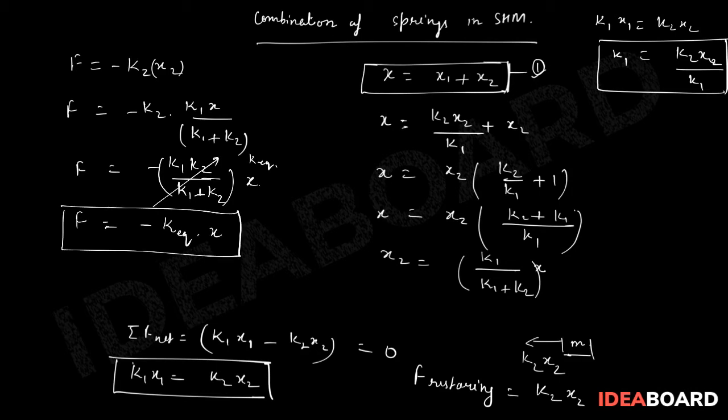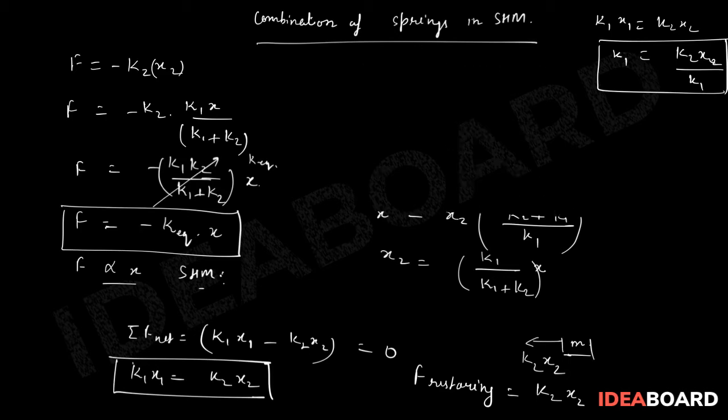So here we are proving that F is proportional to displacement. That means this is going to be SHM. This is SHM, and we know that if this is SHM, then we have the time period formula for springs. We already calculated T is equal to 2 pi under root of m by k.